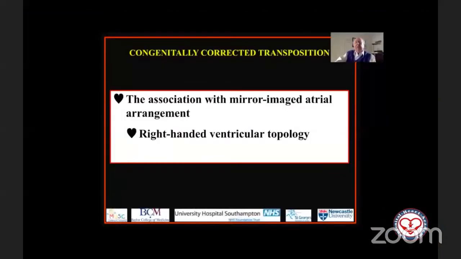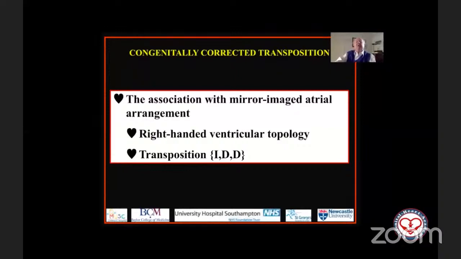We also don't have any hearts to show you directly that have mirror-imaged atrial arrangement, but we have to remember that congenitally corrected transposition can be found in this setting. And then, of course, because the atrial chambers are mirror-imaged with discordant atrioventricular connections, we're going to have right-handed ventricular topology. So I'm going to show you pictures of another heart, again from the Idris archive, Lurie Children's Hospital in Chicago, which shows congenitally corrected transposition, mirror-imaged arrangement, and right-handed ventricular topology.